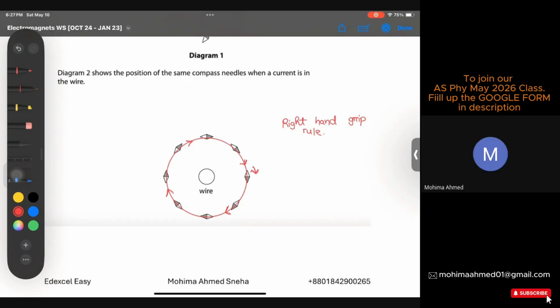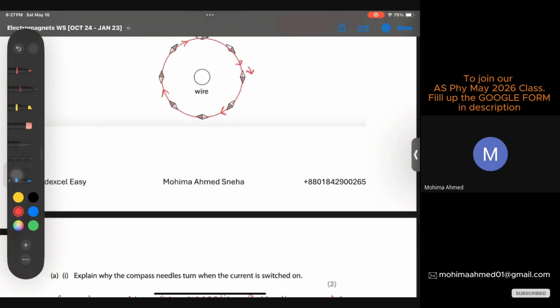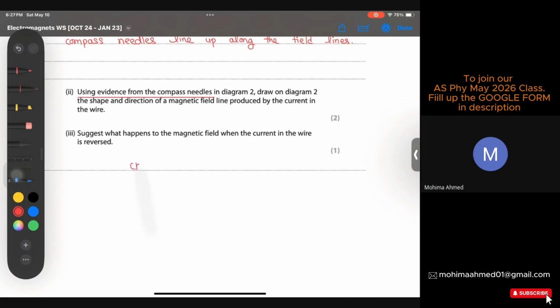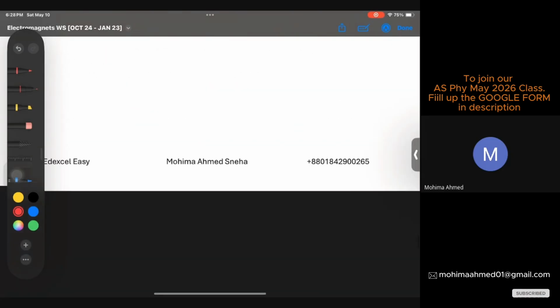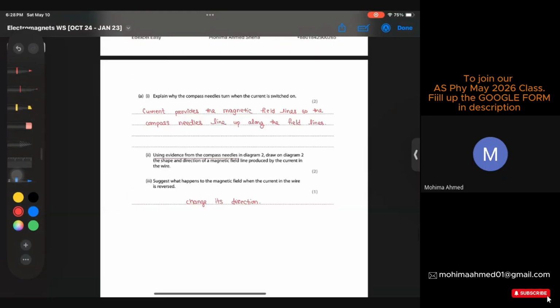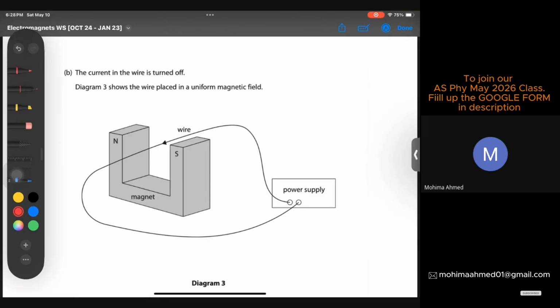Okay. Then suggest what happens to the magnetic field when the current in the wire is reversed. I know the current will be flowing in the anti-clockwise direction then, right? That's it. If the current changes its direction, you can see the field changes its direction to anti-clockwise. I can just change its direction, that's it. Is this the last? The current in the wire is turned off.